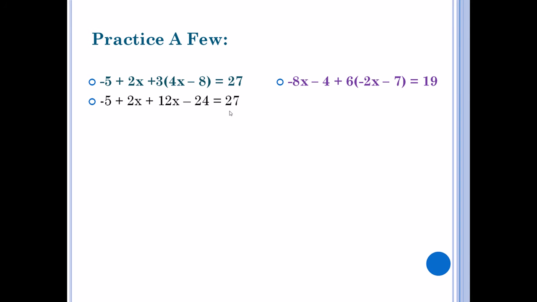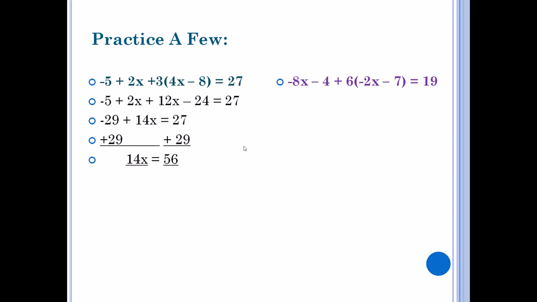All right. We don't have any more of the distributive property, so let's group up our matches. -5 and -24 give me -29. Good. And 2x and 12x, they're both positive, equal 14x. Now, you could have written the 14x here and the take away 29 there. It doesn't matter. It's the same thing.